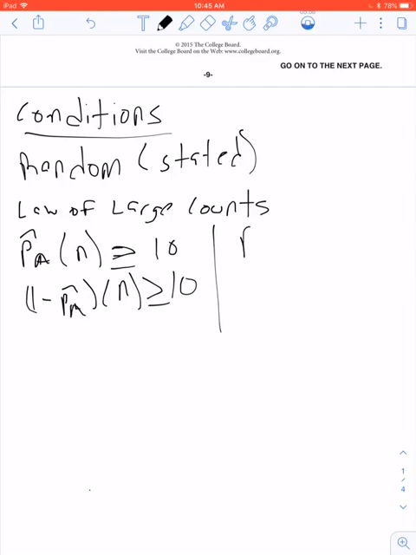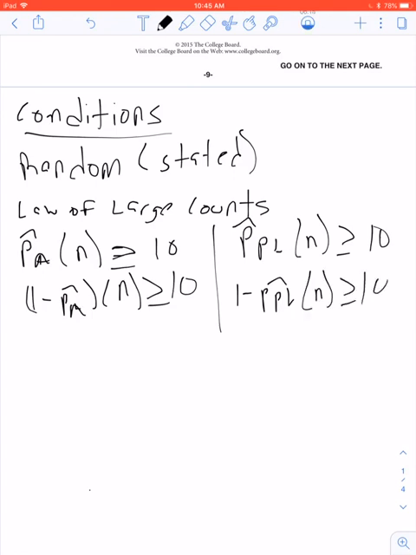And then I'll use p-hat L times N has to be greater than or equal to 10, and 1 minus p-hat L times N has to be greater than or equal to 10. So this condition is just the number of people in the aspirin group who get cancer has to be greater than or equal to 10.